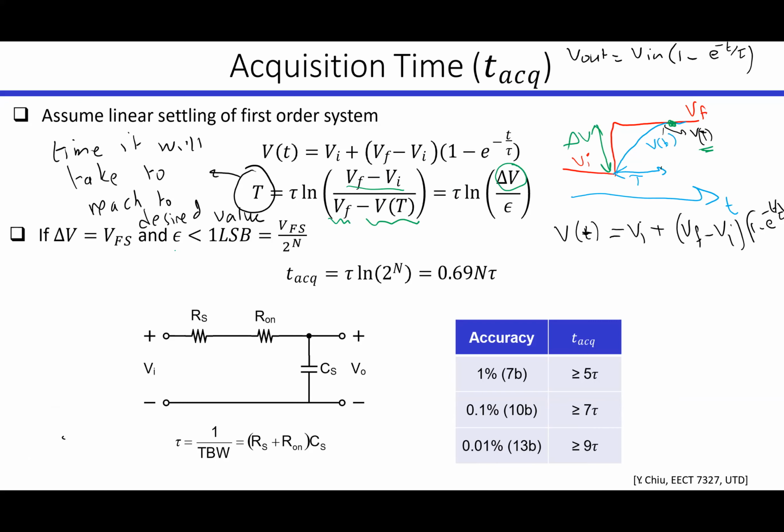Now we want this error, as we just said, to be less than 1 LSB. The maximum jump that we can have is when the difference between the final and the initial value is V full scale. So I am jumping, let's say, from 0 to V full scale, and I want at the end of this time capital T to reach a value that is less than 1 LSB difference from the V final value. Is that making sense?